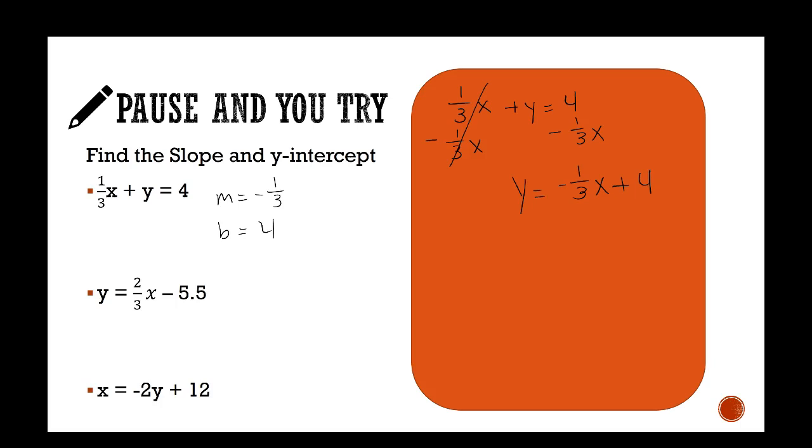Okay, the second one is already in slope-intercept form, so you could have just identified slope is 2/3 because that's what the number's in front of the x, and your y-intercept is negative 5.5.